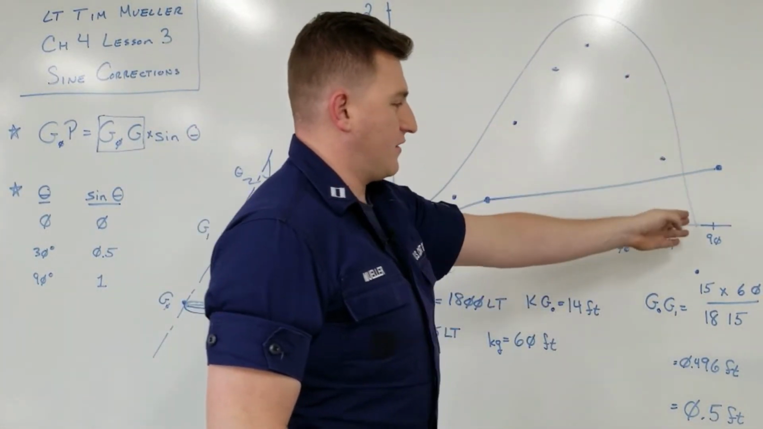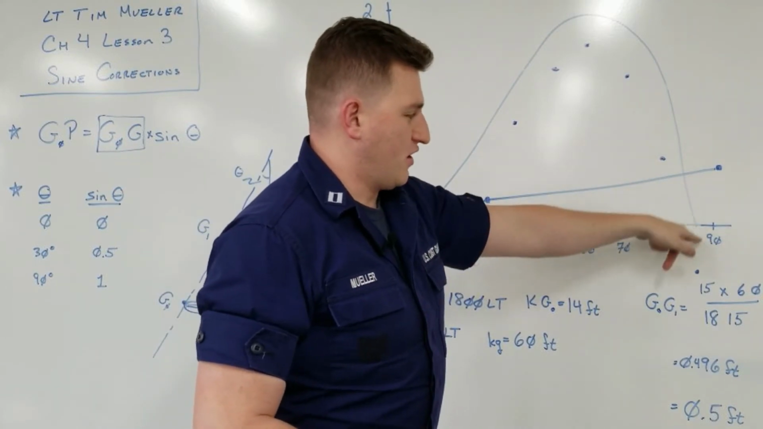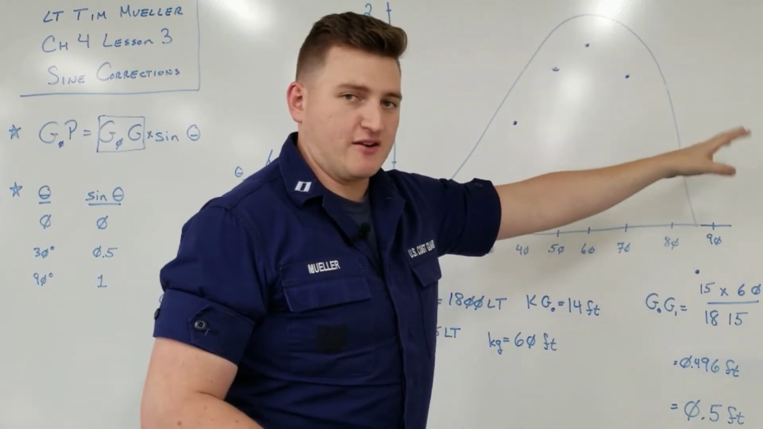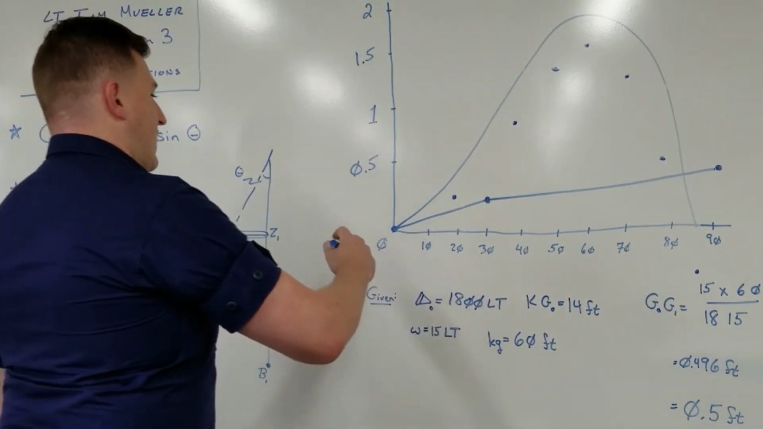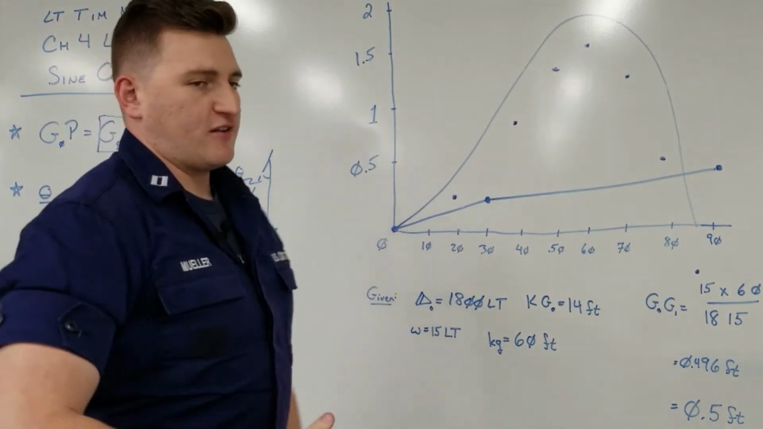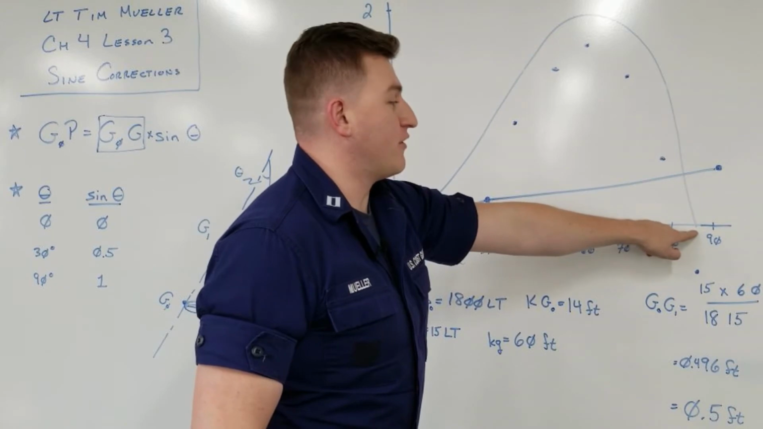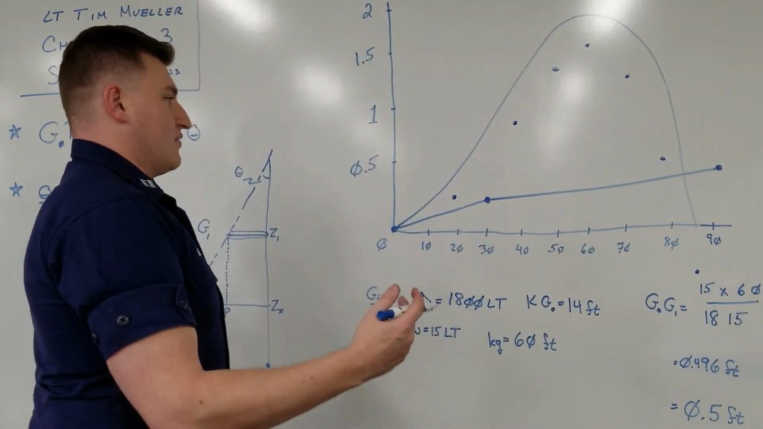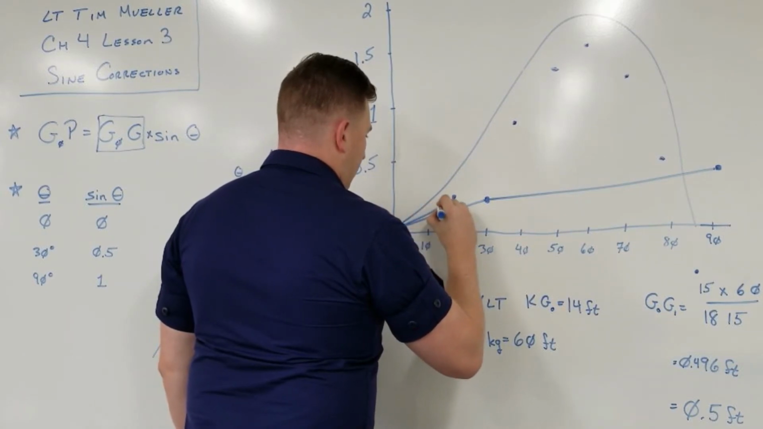So my curve of statical stability ends here at around 85, but my sine correction curve goes all the way to 90. I don't really need that sine correction curve past my point of vanishing stability. Excellent. Now I have dots that represent my sine corrected curve of stability from 0 all the way out to my point of vanishing stability. Now all I do is just draw a smooth curve through them all. So starting here, there's 20 there.